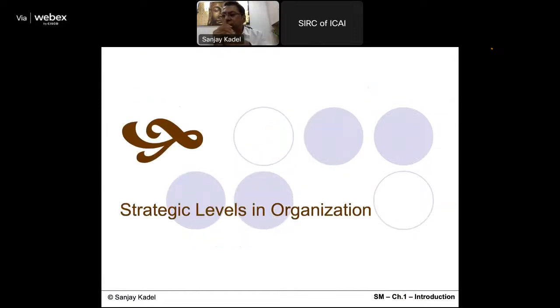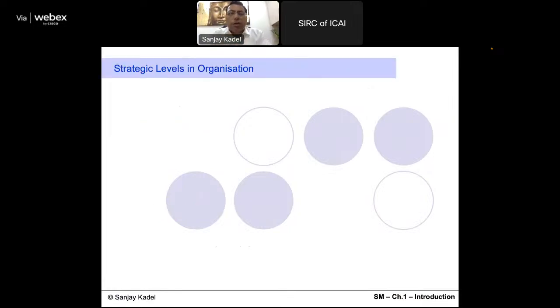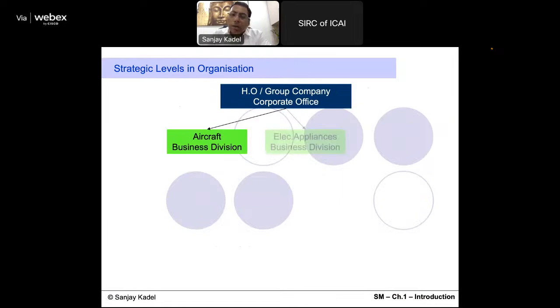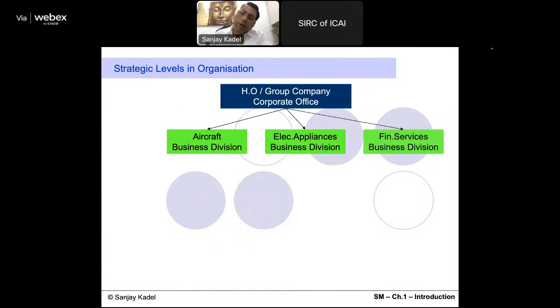What are the strategic levels in an organization? See, in a typical large organization, you will have head office or the group company or the corporate office, and under that you will have some business divisions. This is an example in front of you where we are taking in this company one business division as an aircraft business division. Then you may have another business division, for example sake, electrical appliances division. Another example, financial services business division. So in this particular company, the top senior management has decided to divide the company into three business divisions: aircraft business division, electrical appliances business division, and financial services business division.